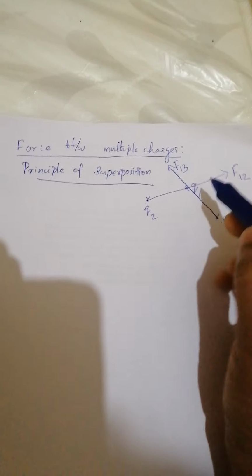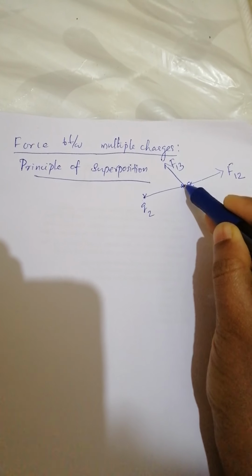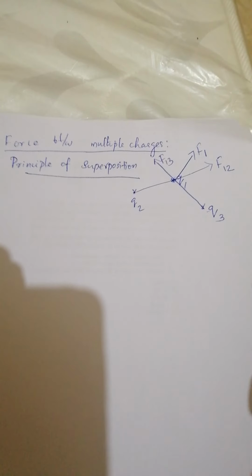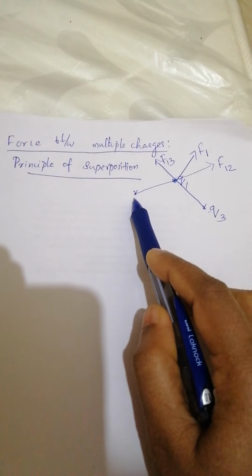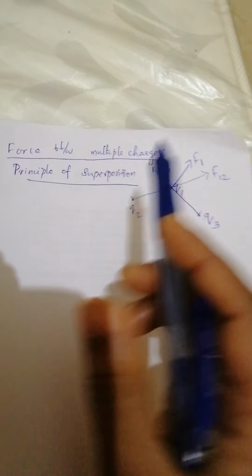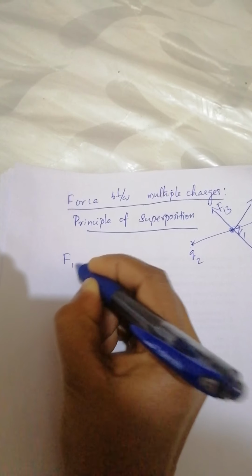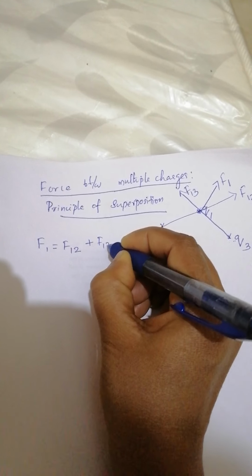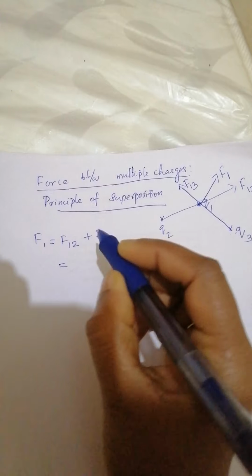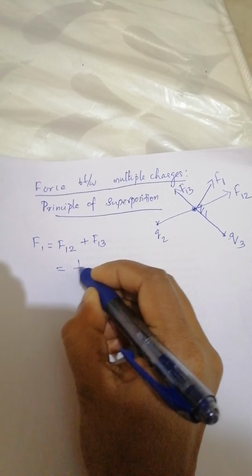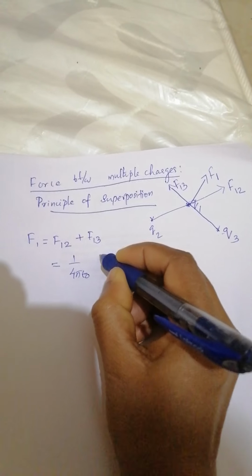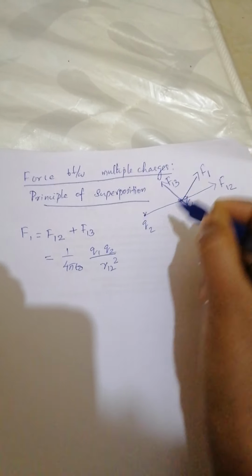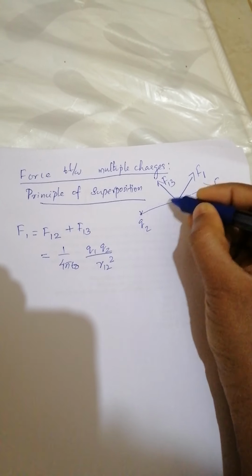So the resultant force due to these two on Q1, that is force on Q1 due to Q2 and Q3, we can call F1. We can write F1 is equal to F12 plus F13, that is equal to 1 by 4 pi epsilon 0 Q1 Q2 divided by R12 square, and this is the unit vector R12, this is the direction.